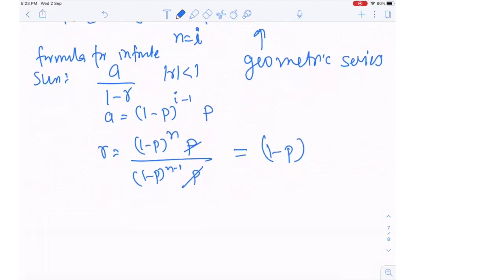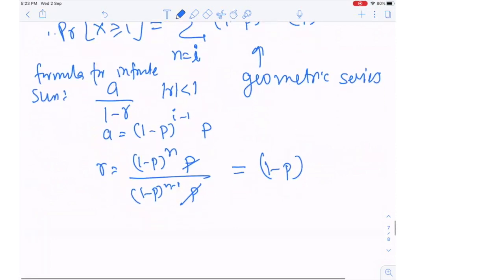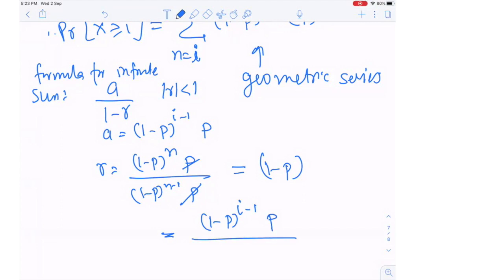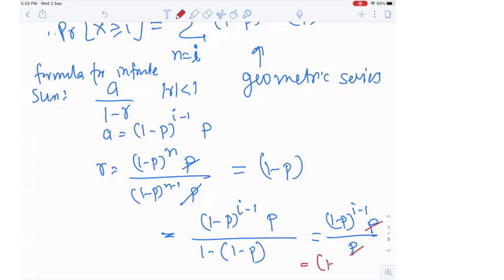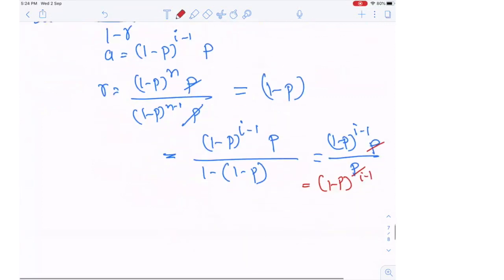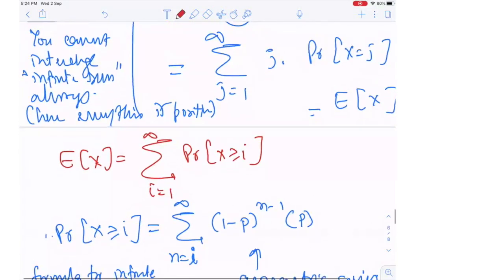So what is this sum going to be equal to? It is going to be equal to (1 - p)^(i-1) times p over 1 minus r. So 1 minus (1 - p), what you will get here is p. So this will get cancelled, and what you get is (1 - p)^(i-1). So we have computed one term here.